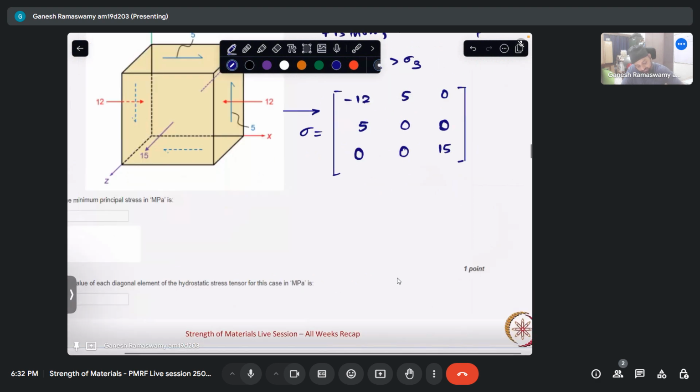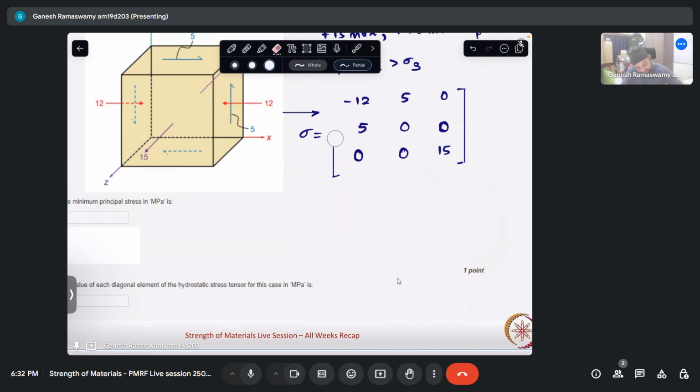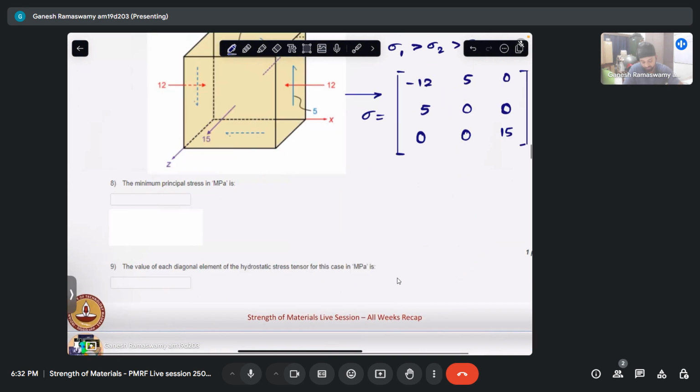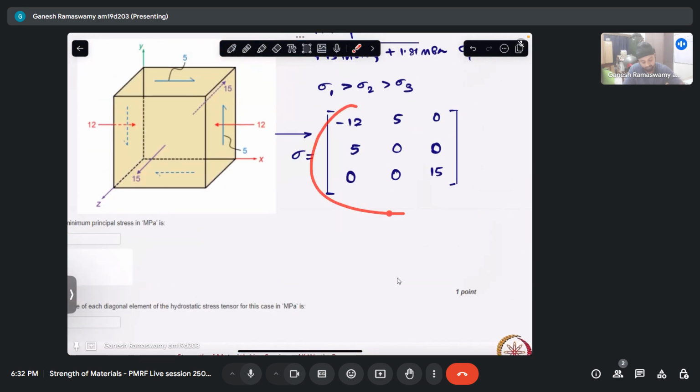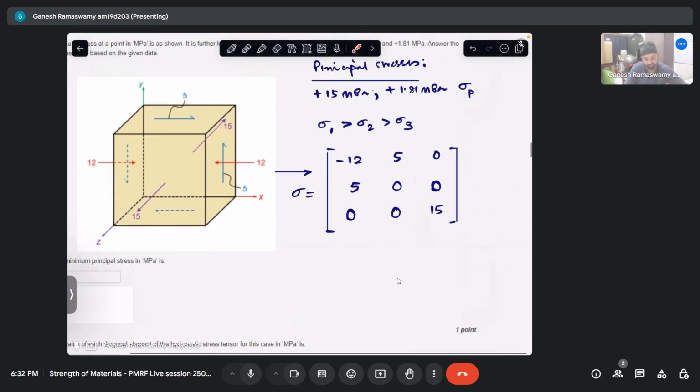So we have the actual stress tensor for this problem written. Now what I have been asked is to determine the maximum principal stress. Now that I know this, I can calculate the principal stresses easily by using the characteristic equation. But let me not go that far. Let me simply use the invariants.